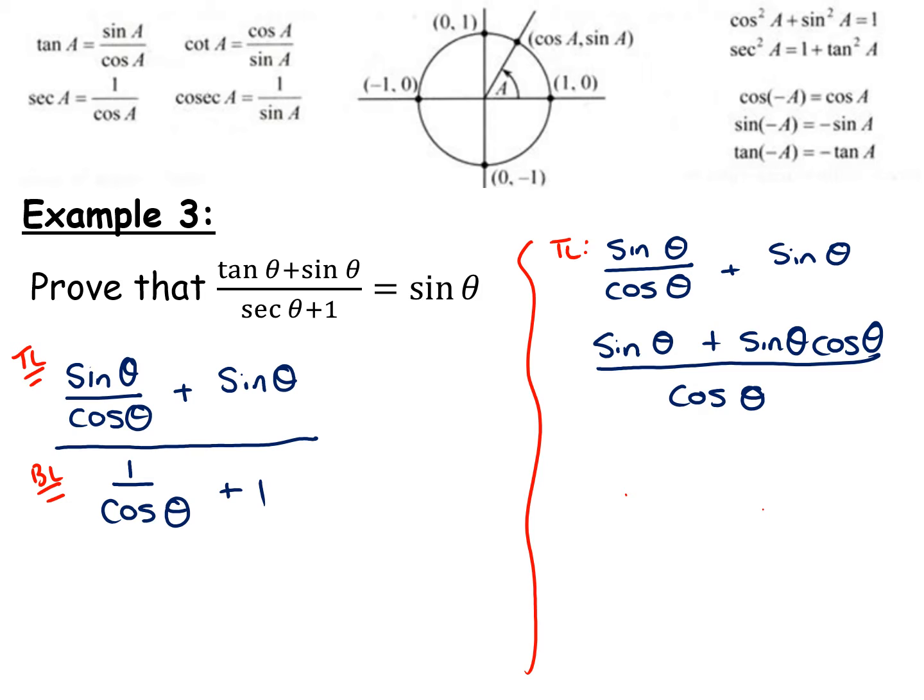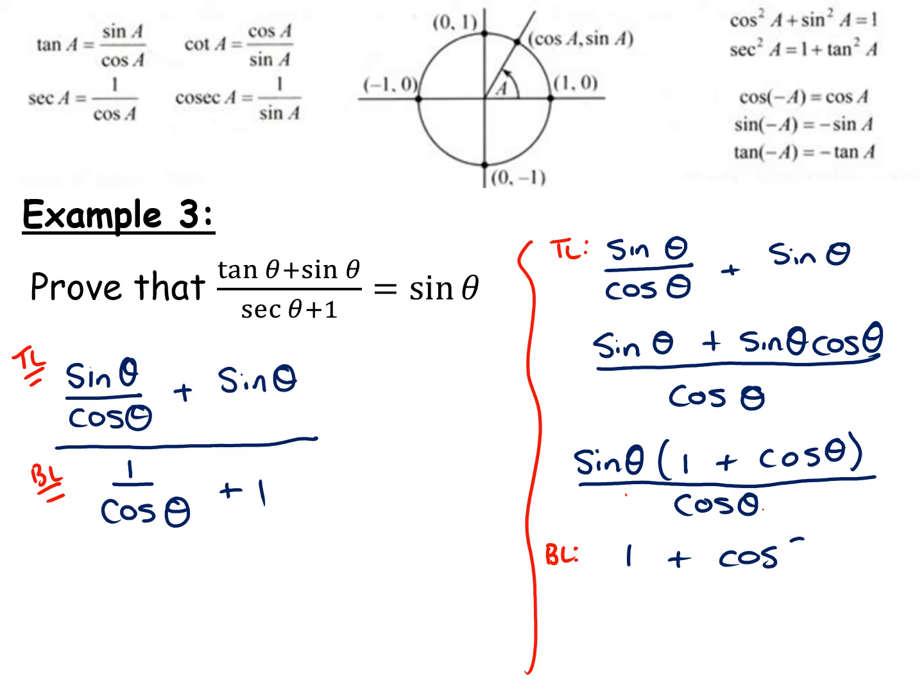If you wanted at this point, we can pull out the highest common factor, sine of theta, 1 plus cos of theta all over cos of theta. Then we go to the bottom line, and again common denominator, 1 plus cos theta all over cos theta.